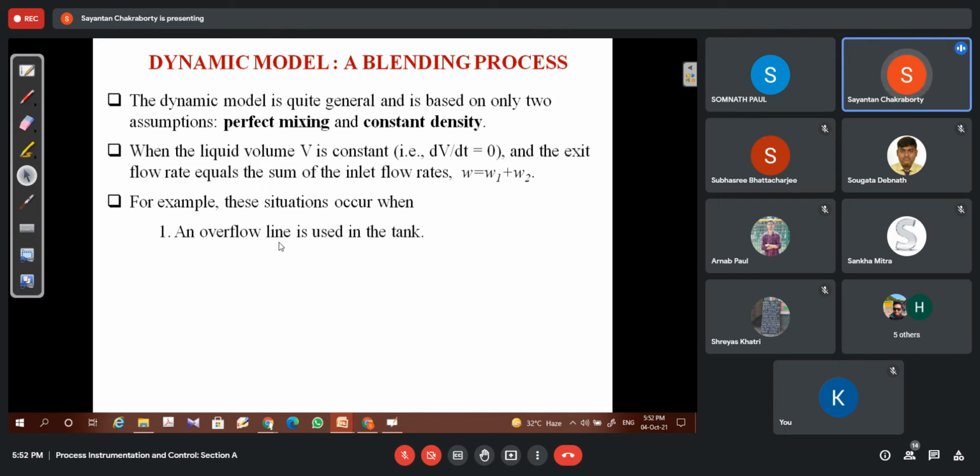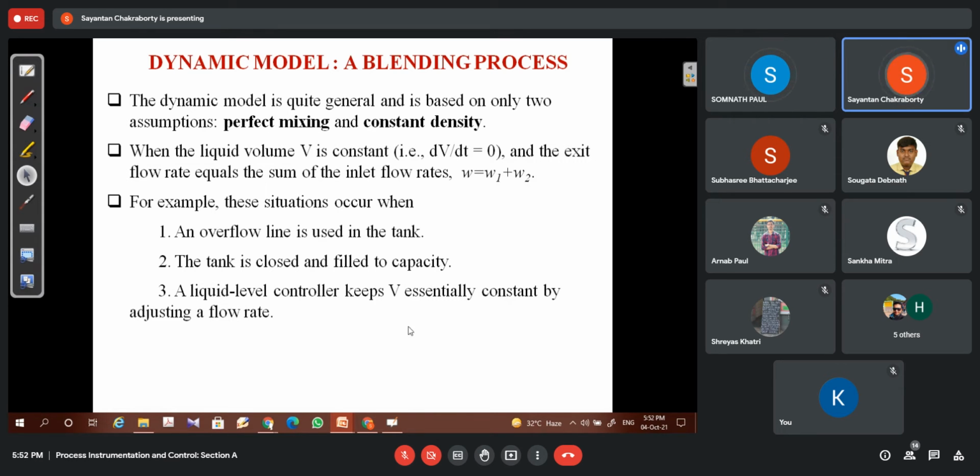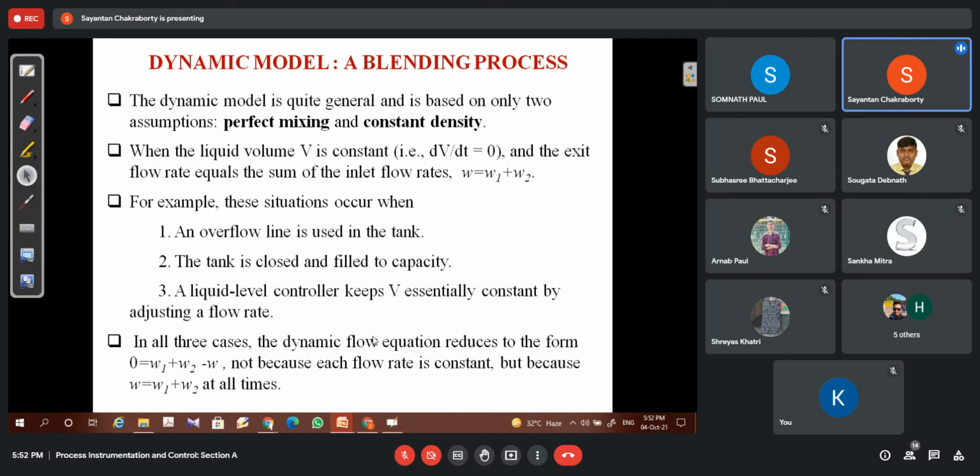First, if an overflow line is used in the tank, any excess inlet flow will be overflowed, so the volume will remain constant. Second, the tank is closed and filled to capacity, so there is no provision for volume to increase. Third, if we apply a liquid level controller that keeps the volume essentially constant by adjusting either of the flow rates. So if V is constant, this is a special case.